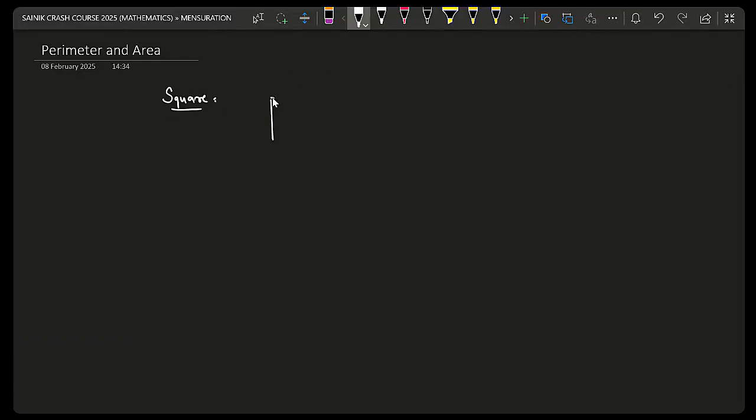So we discussed all the properties of a square. In a square all the sides are equal, every angle is a right angle, etc. Let us say one side is S. First I want the perimeter. Perimeter means the length of the boundary. So the length of the boundary is S plus S plus S plus S, which is 4 times S. So the perimeter of a square is 4 into S.